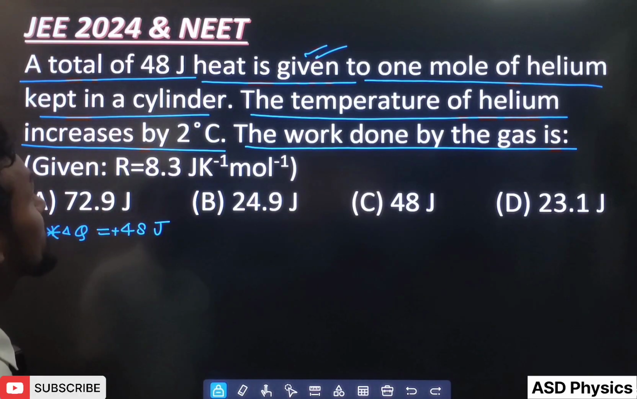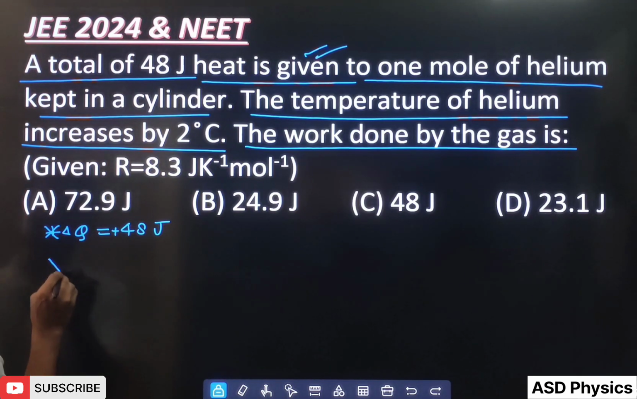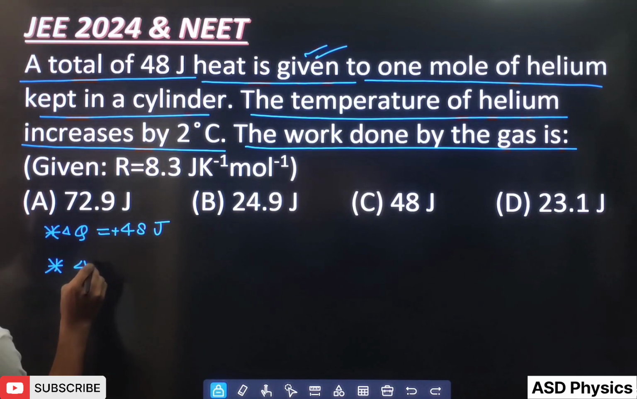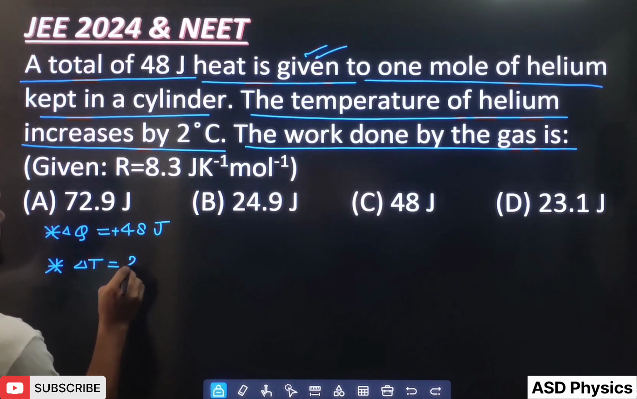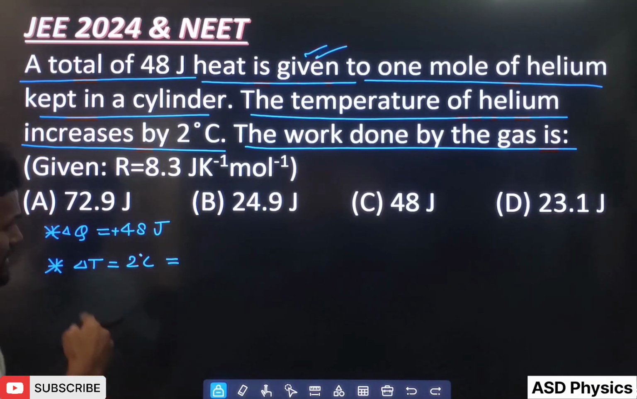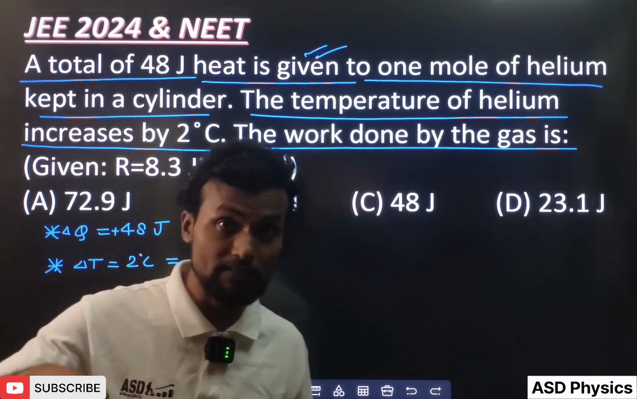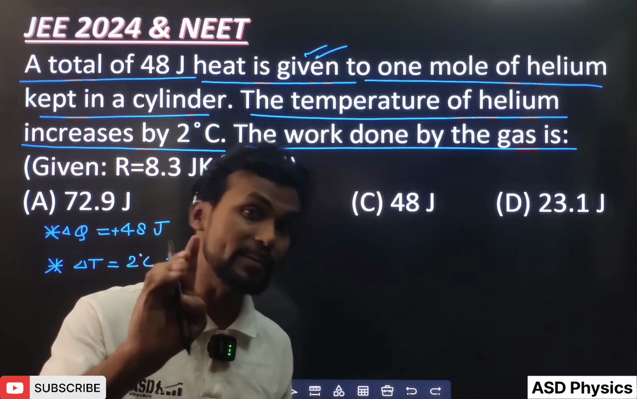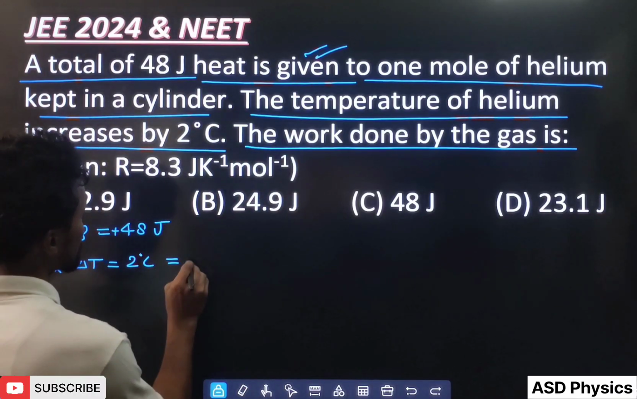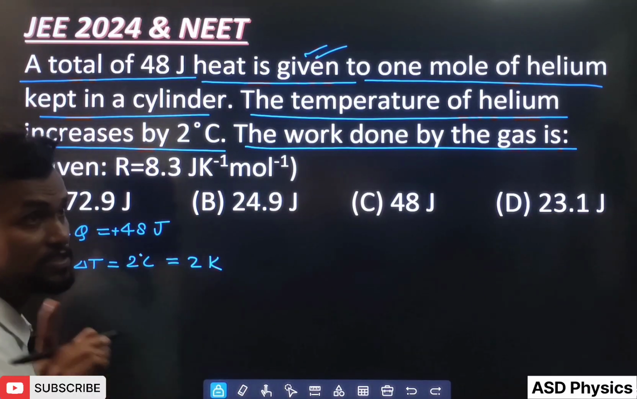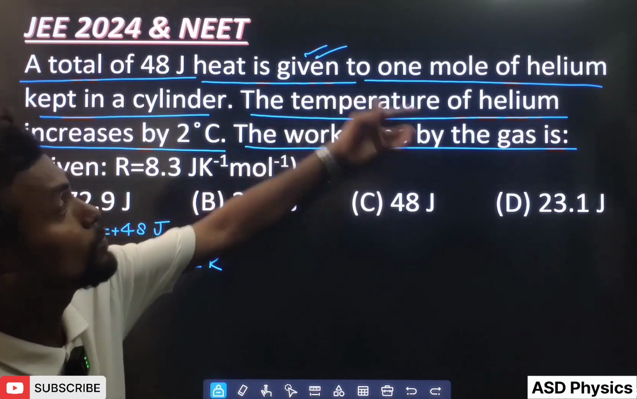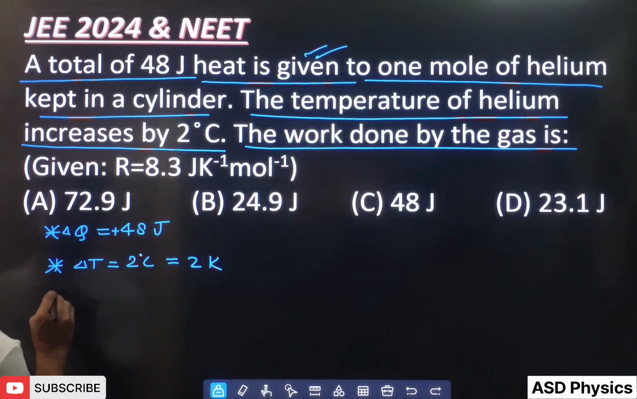After that, they are telling that the temperature of the helium gas increases by 2 degrees Celsius. So you can write delta T is 2 degrees Celsius, and you know very well, on a degree Celsius scale or a Kelvin scale, the number of divisions is the same. So the change in temperature on Celsius and Kelvin scales will be the same. Remember that. And how many moles of helium are there? 1 mole of helium, that means mu is 1.